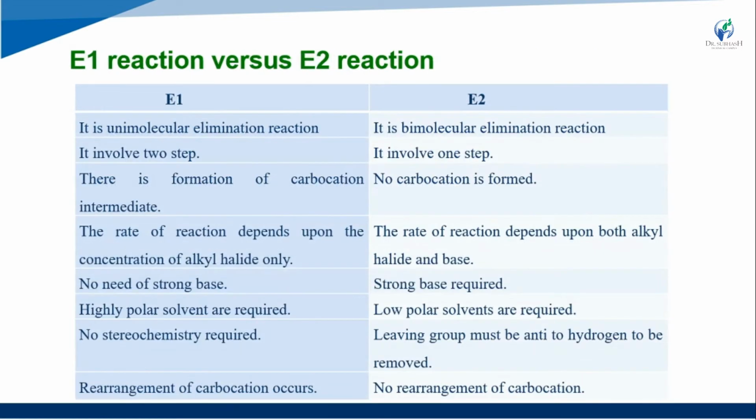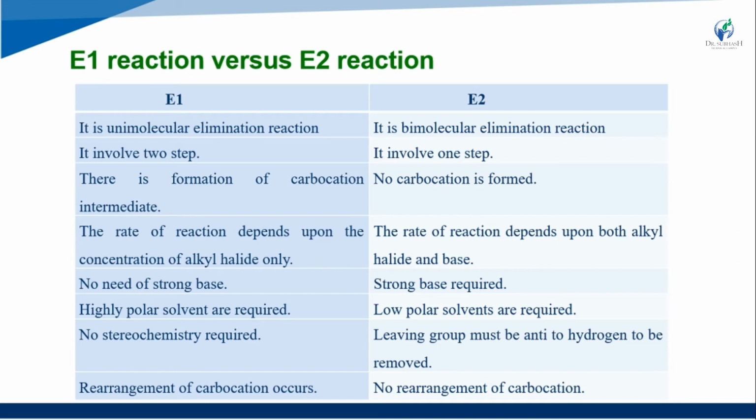Now we study the difference between the E1 and E2 reactions. In the last lecture we studied the E1 and E2 reactions. Both are called elimination reactions, forming alkenes in dehydrohalogenation. The E1 reaction is a unimolecular elimination reaction and the E2 reaction is a bimolecular elimination reaction. The E1 reaction involves two steps, and the E2 reaction follows a one step reaction.